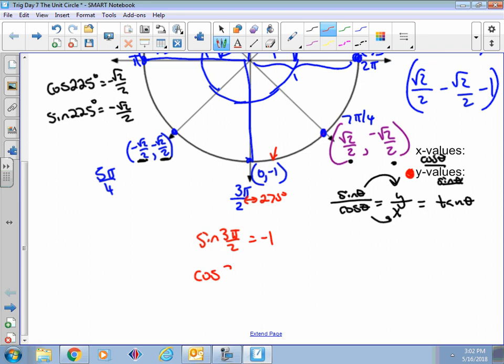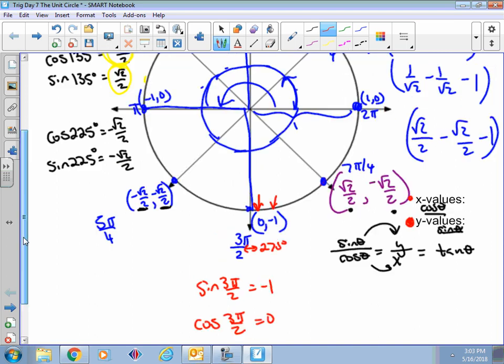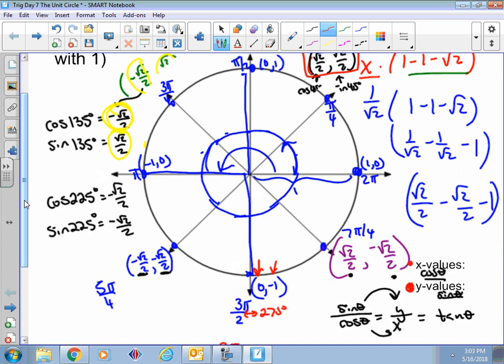Cosine of 3 pi over 2. Oh, cosine, that's my x coordinate. Oh, it's just 0. What's the sine of pi? Here's pi. What's the y coordinate? 0. Sine of pi is 0. What's the cosine of pi over 2? Cosine, x-coordinate. There's a cosine of pi over 2.